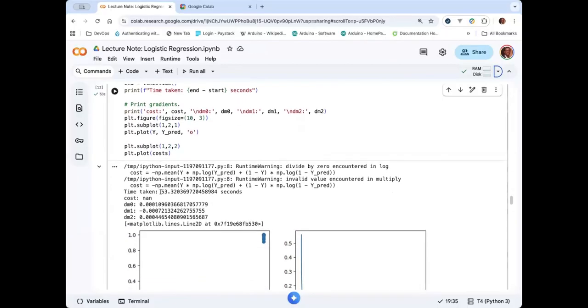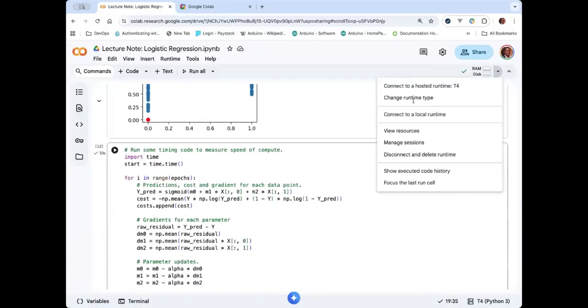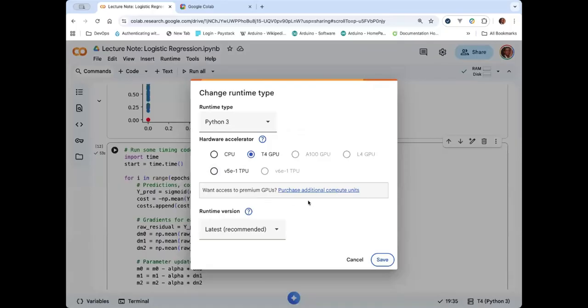Well, this time it takes 53 seconds, which is interesting. I was expecting much lower numbers. So let's try this other one. Let's change it to a TPU.